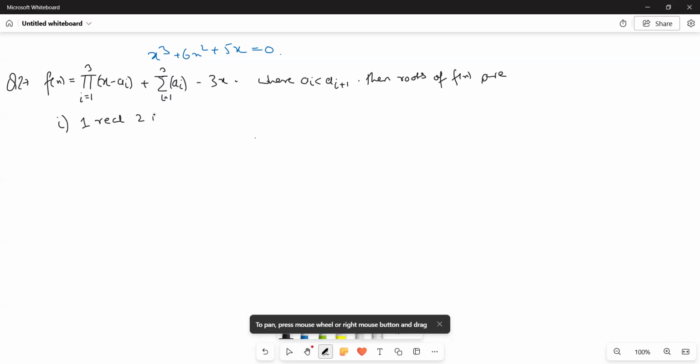option 1, one real, two imaginary; option 2, three real and distinct; option 3, three equal roots; option 4, three imaginary roots.